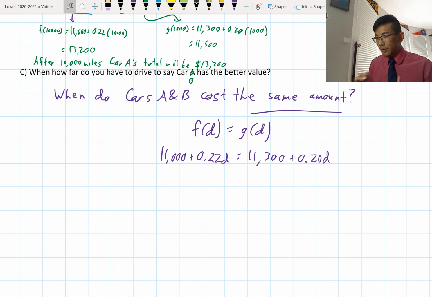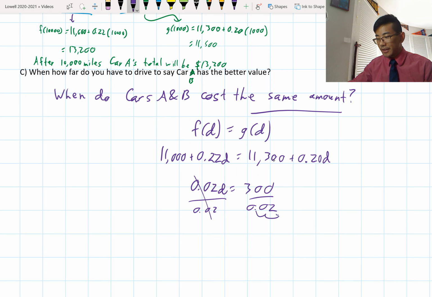Okay, we're going to want to solve this one, so I'll subtract from both sides. I'll subtract the 11,000 over here, subtract the 0.2 d on the left side, and I'll get 0.02 d equals 300. Divide everything by 0.02. I'm going to have to move my decimal point over, so 30,000 divided by 2. D is actually equal to 15,000.